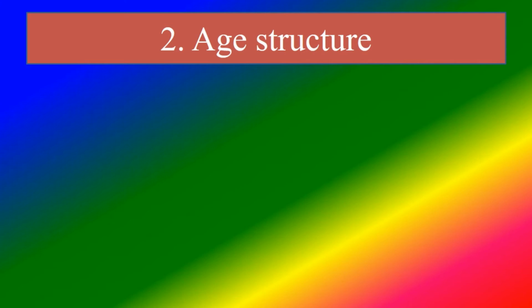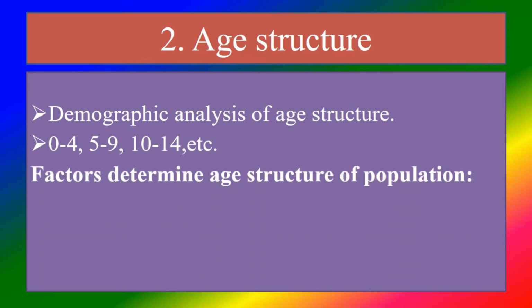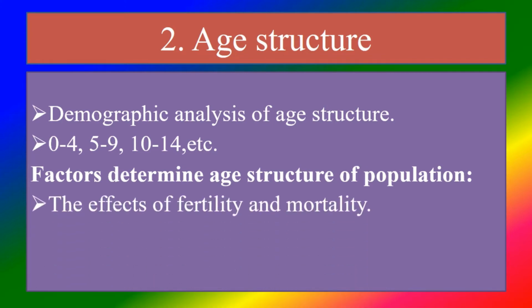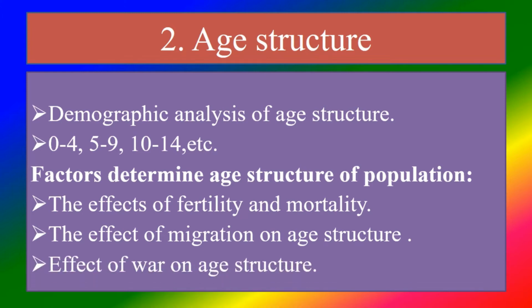Second, age structure. Demographic analysis of age structure: 0 to 4, 5 to 9, 10 to 14, etc. The factors that determine age structure of population: the effect of fertility and mortality, the effect of migration on age structure, and the effect of war on age structure.